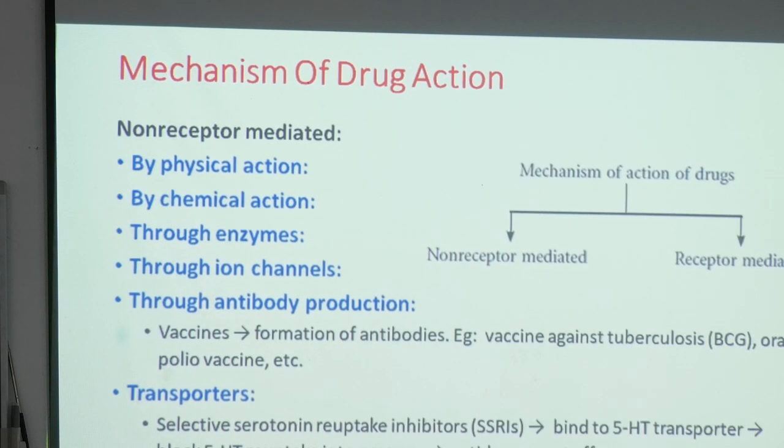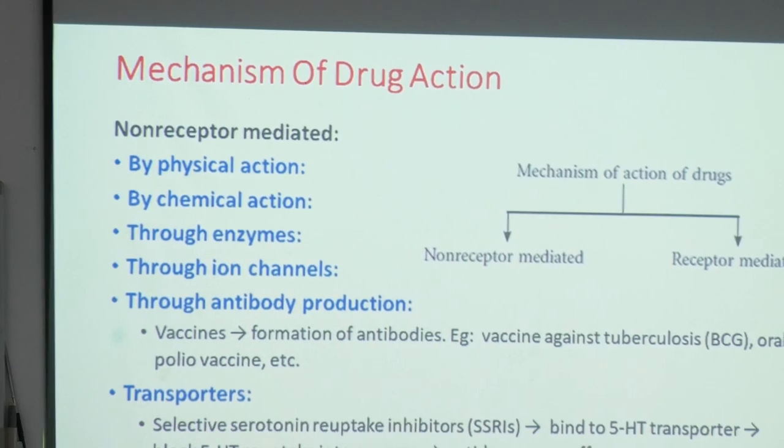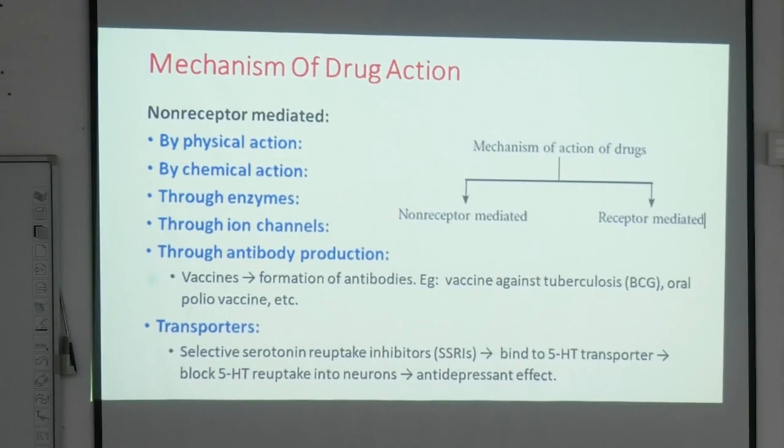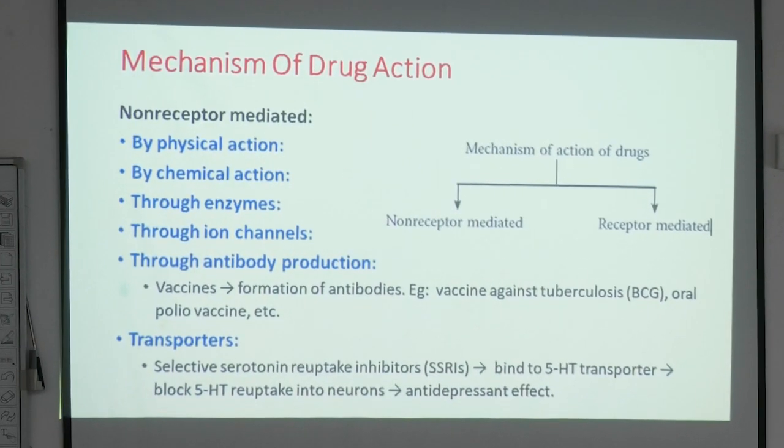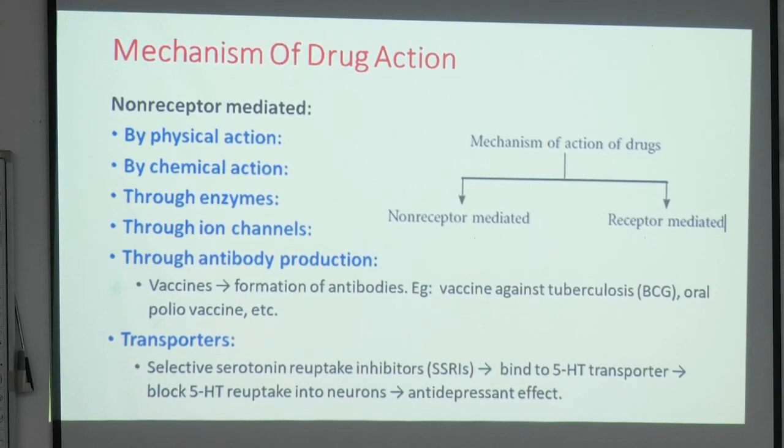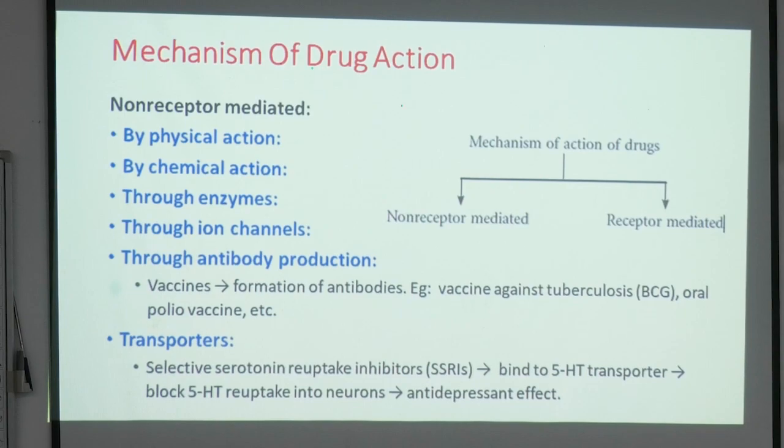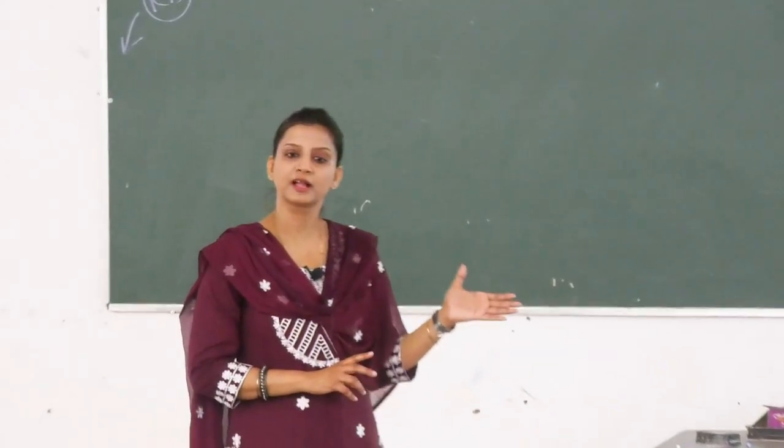Next, the mechanism of drug action. Two main broad types: non-receptor mediated and receptor mediated. Okay? So how is the drug acting? Either it needs something in the body to bind to, that is receptor mediated, or else the other part is non-receptor mediated. What do you mean by non-receptor mediated? That is by the physical action of the drug. We have seen the physical properties: radiation, osmosis, absorption, bulk. These are the physical aspects. So by these actions, a drug can act.